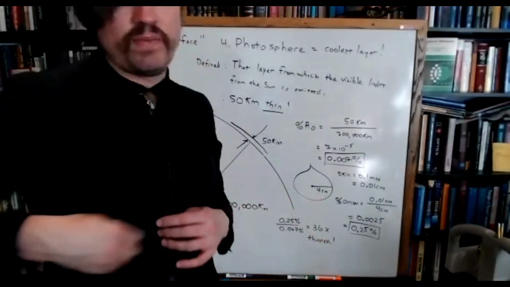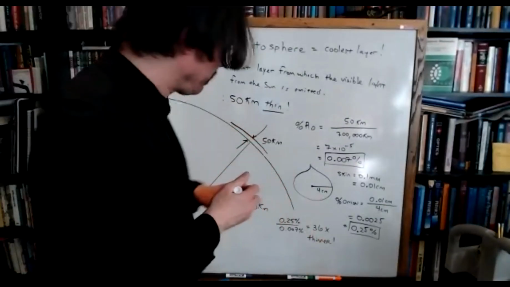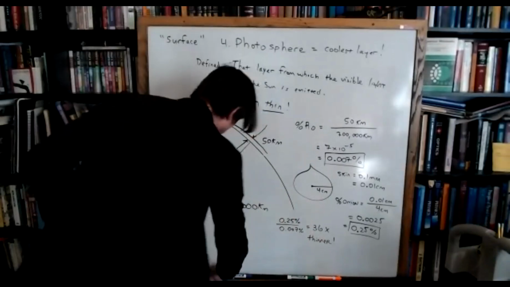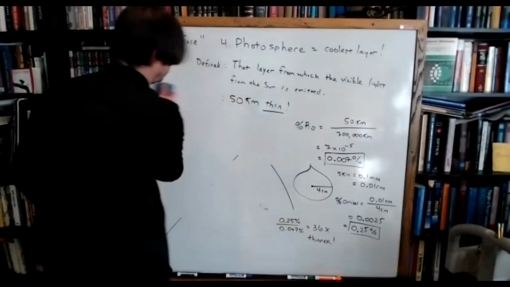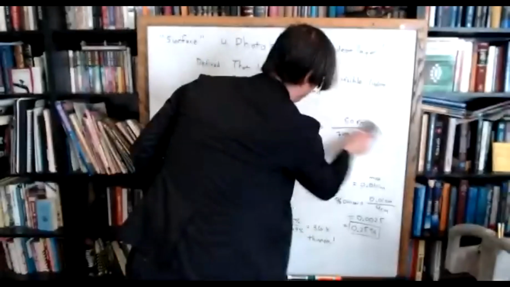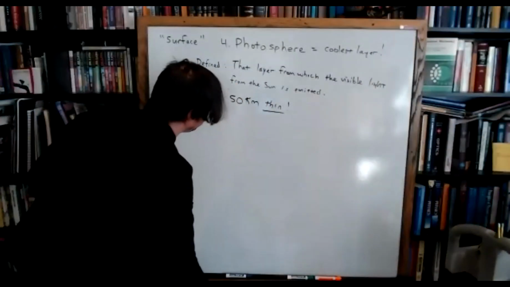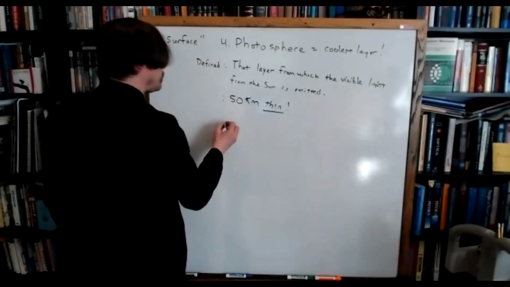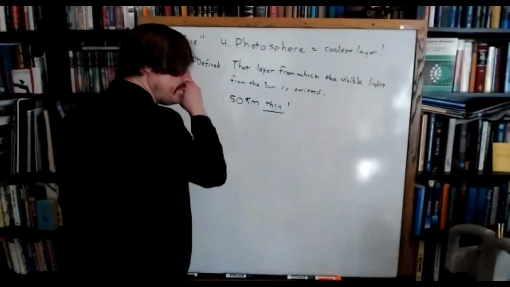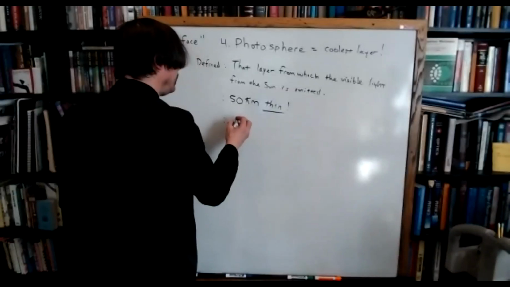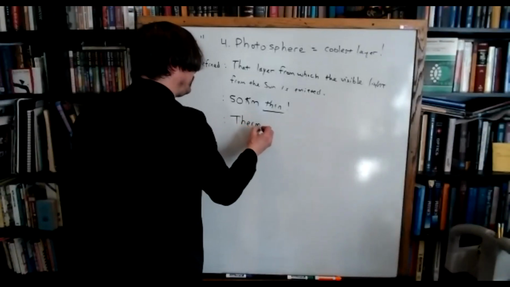Okay. So other things that we can talk about when we talk about the photosphere. We should talk about the process that generates light at the surface. So the photosphere, its energy source, it's illuminated by thermal black body radiation.